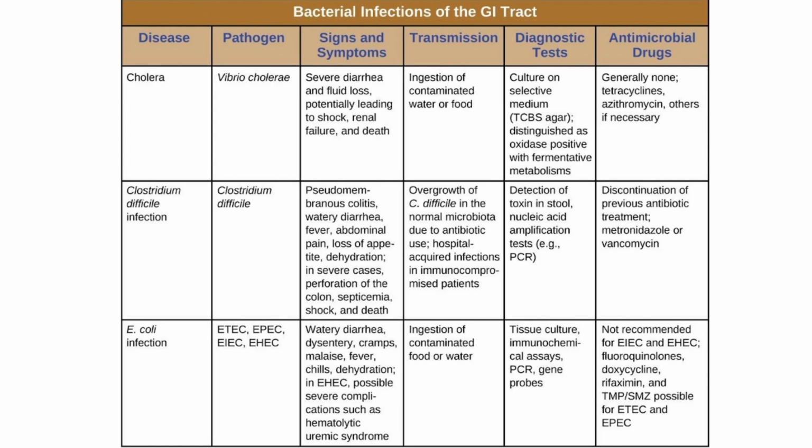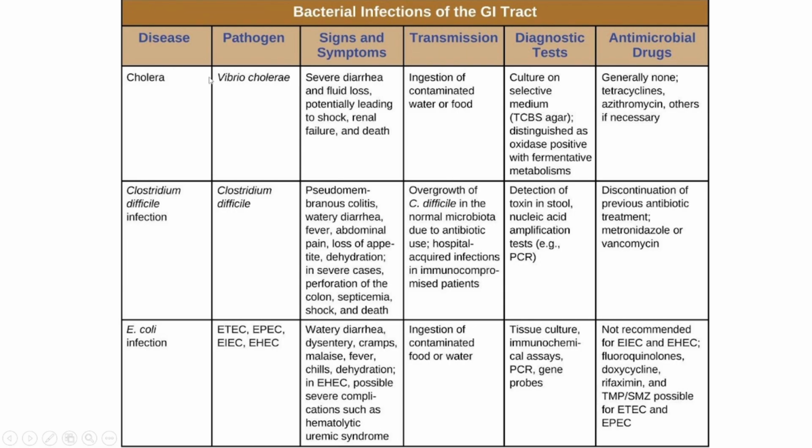And if a person is suffering from cholera, we diagnose this disease by the following diagnostic tests, such as cultures on the selective medium TCBS agar. TCBS agar is used in order to visualize the growth of Vibrio cholerae, and after the growth, the oxidase test will be performed, since it is oxidase positive with fermentative metabolism. And the antimicrobial drugs, as you can see, tetracycline, azithromycin, these types of drugs are going to be used in order to treat cholera. So this is about cholera.